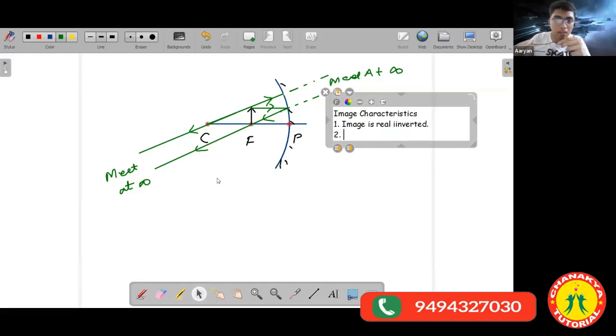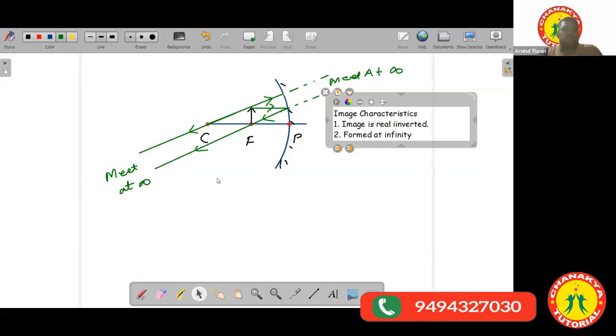Sir, what is this diagram about, sir? This diagram is about the image formation when the object is placed at F. Yes sir. Okay. So your image is real and inverted, and it is formed at infinity. Sir, could you explain yesterday's homework, between F and P? We have not done that yet. This is the first one we are doing. Object at F, so the image is formed at infinity.